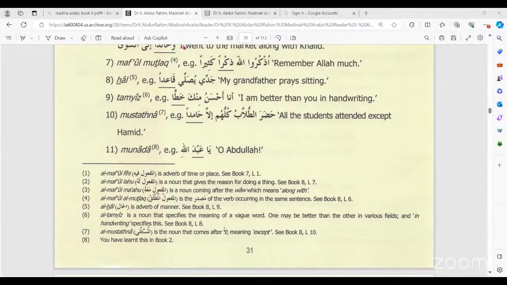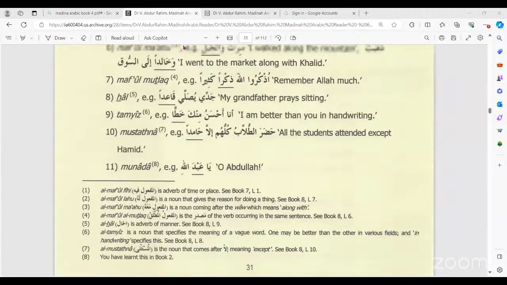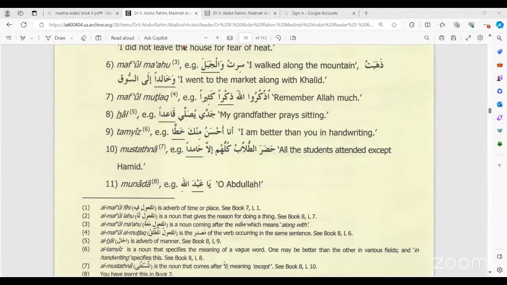Number 9, tamiz. For example, ana ahsanu minka khatan. I'm better than you in what? Khatan is writing. So my writing is better than yours. Okay, the translation is right there. I'm better than you in handwriting.